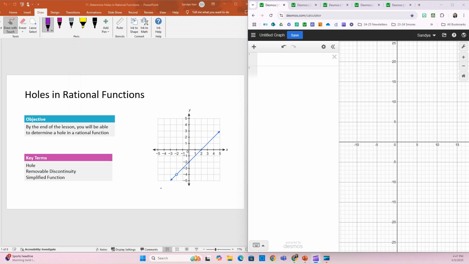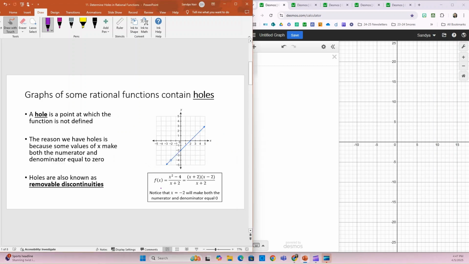In this video, we're going to talk about how to determine a hole in a rational function. The graphs of some rational functions will contain holes, and that'll be a point at which the function is not defined. The reason we have holes is because some values of x will make both the numerator and denominator equal to 0. Holes are also known as removable discontinuities.